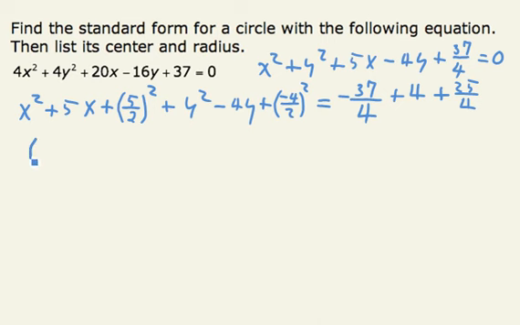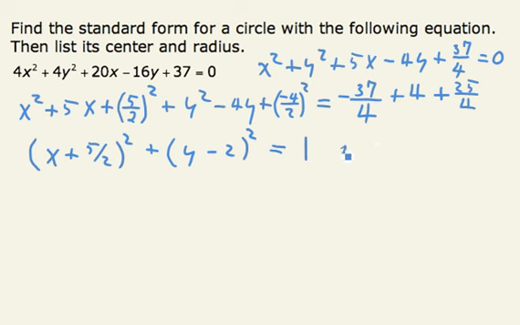This first expression becomes x plus 5/2 quantity squared. The second one becomes y minus 2 quantity squared. And then if I do the arithmetic over here, -37/4 plus 25/4 is -12/4. That's -3 plus 4 is 1. So that simplifies quite a bit.